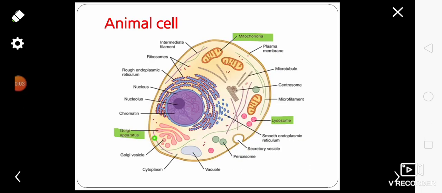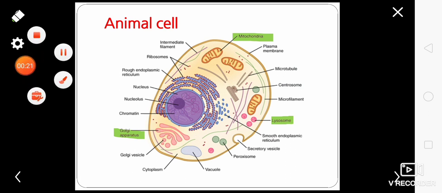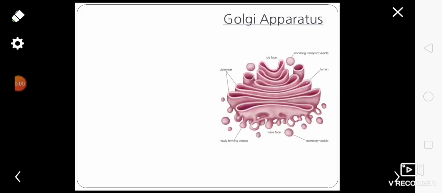You can see here the diagram of a cell, and in the last session we studied about the endoplasmic reticulum. Now we can see three more cell organelles. One is mitochondria, and lysosome here, and Golgi apparatus. Now let's study about Golgi apparatus.